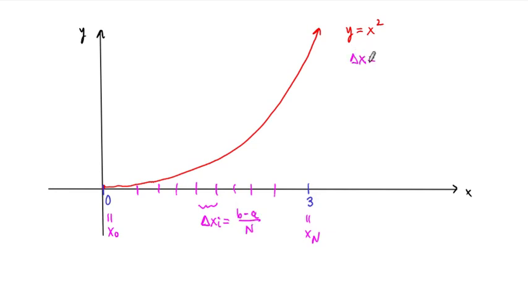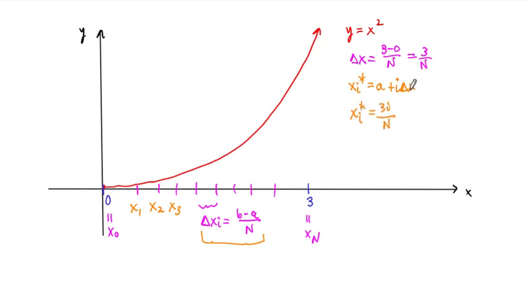So our delta x, or delta xi, in this case is going to be 3 minus 0 over n, or just 3 over n. I'm sure you remember that as you move from x1 to x2 to x3, we're going to take this equal size step. And so our xi star is going to be equal to a, the starting point, plus delta x times a step, i. For this one, the a, the first endpoint, is just 0, and the step size is 3 over n. So our xi star is going to be equal to 3i over capital N.